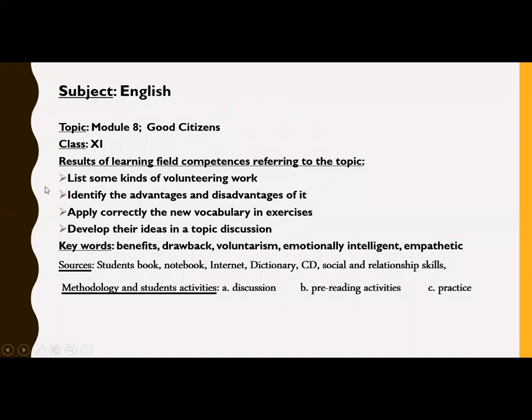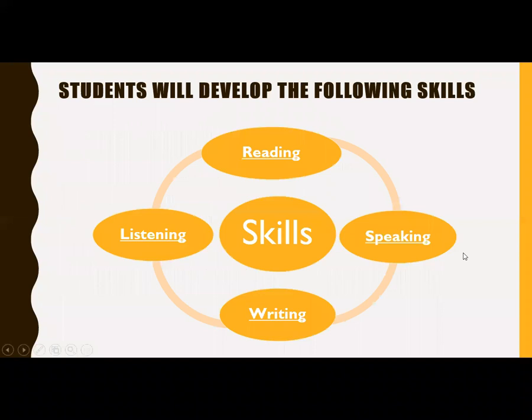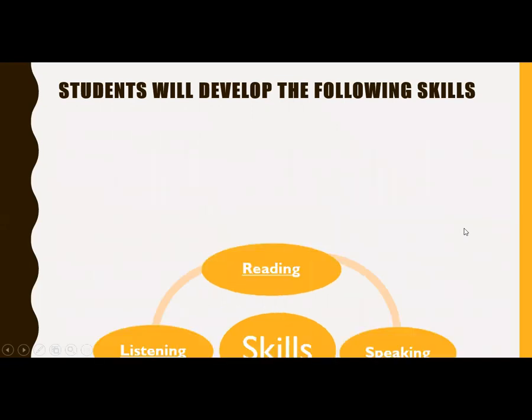By the end of the lesson, you will be able to list some kinds of volunteering work, identify the advantages and disadvantages of it, apply correctly the new vocabulary in exercises, and develop your ideas in a topic discussion. Some keywords are benefits, drawback, voluntarism, emotionally intelligent, empathetic. During the lesson, you will develop the four following skills: reading, listening, speaking, and writing.